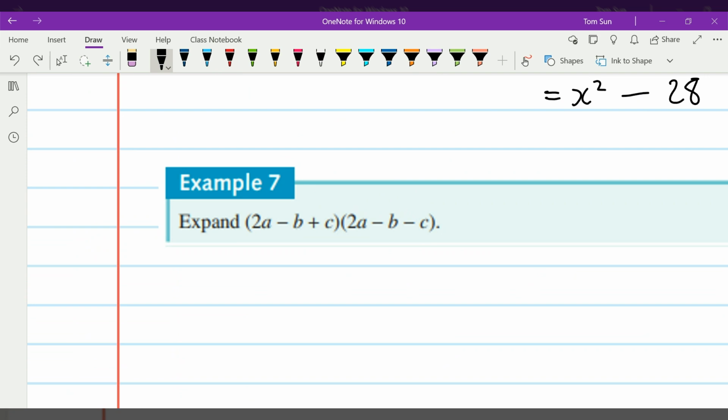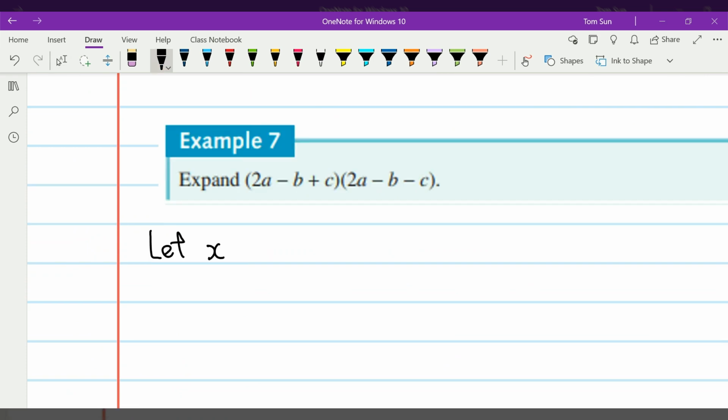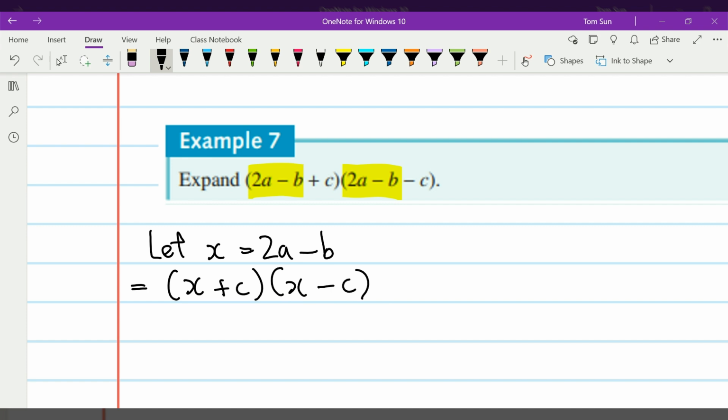So what I want you to see is, I'm going to call this something. Let x equal 2a minus b. That's what I'm going to do. So you can see that 2a minus b is here, and 2a minus b is here. What's going to happen? Well, I'm going to rewrite the question. Instead of writing 2a minus b, I'm going to write x plus c, and then x minus c. Because instead of 2a minus b, I'm writing x, and I just said before that x is equal to 2a minus b, so I'm just replacing.